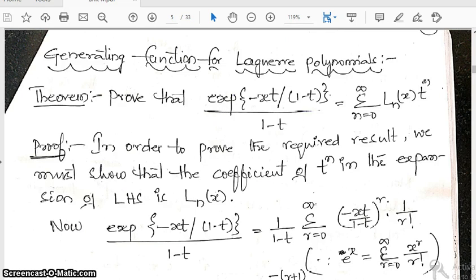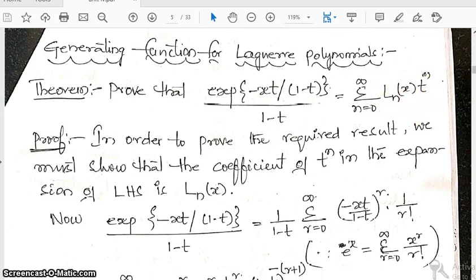Now, the generating function for Laguerre polynomials. The exponential of minus xt by 1 minus t, divided by 1 minus t, equals the summation of Ln of x into t to the power of n, n equal to 0 to infinity. This is called the generating function for Laguerre polynomials. To prove this, the coefficient of t to the power of n is Ln of x. So in the expansion of this, we have to prove that the coefficient of t to the power of n is nothing but Ln of x.